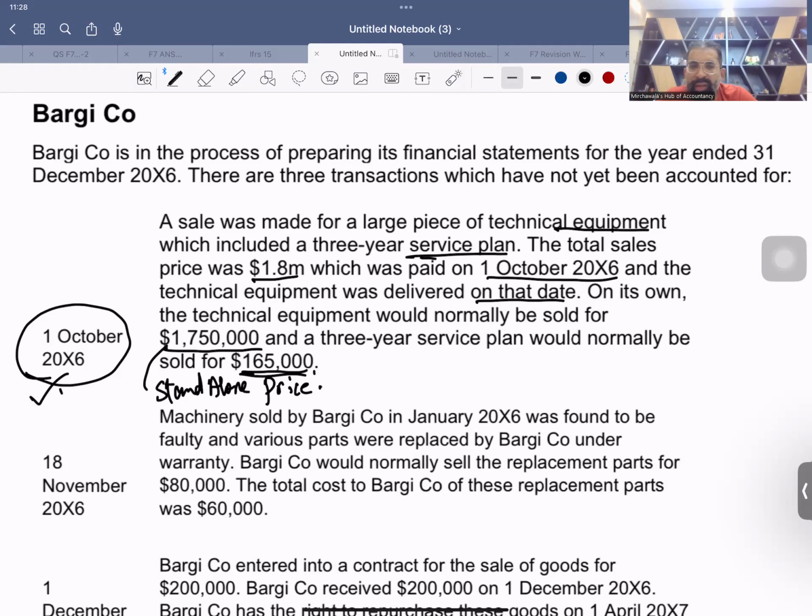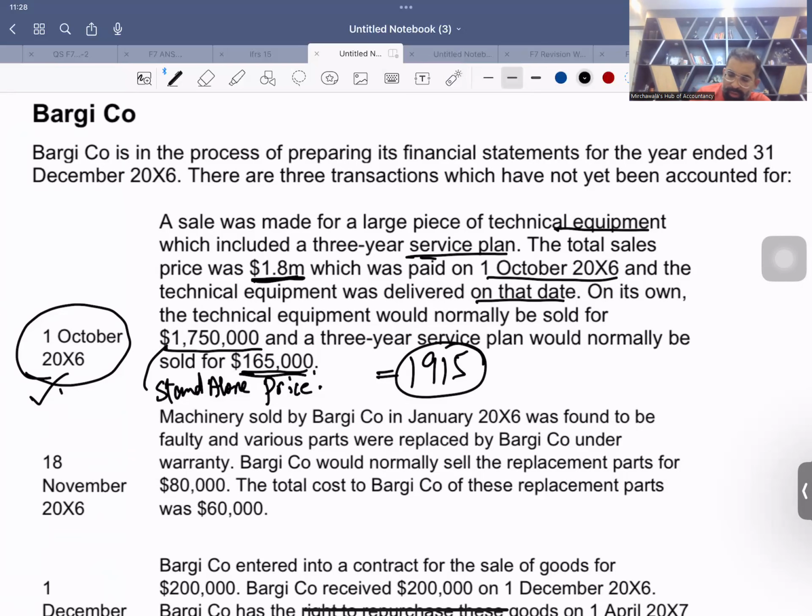So if somebody buys these two separately, 1750 plus 165, it will cost around 1915. But as a combined deal, you got it for 1.8 million, which means 1800. So if you buy it separately, it will cost you more. So there is a discount deal.